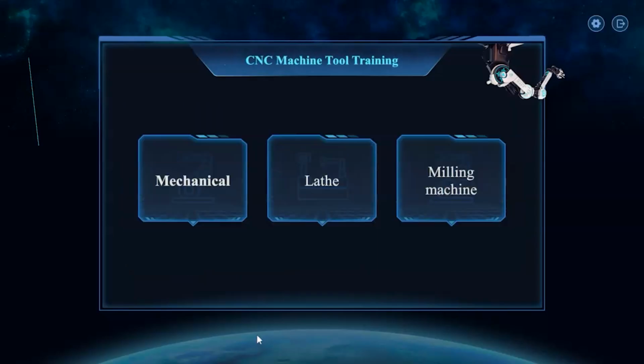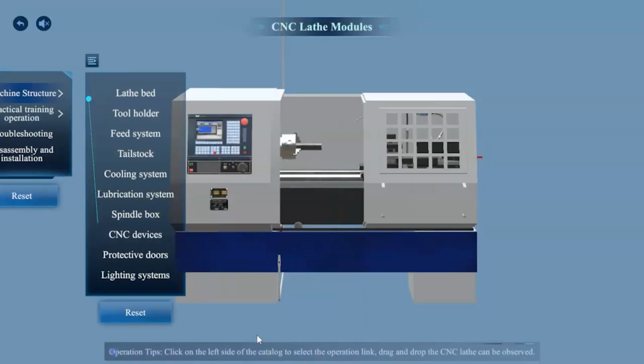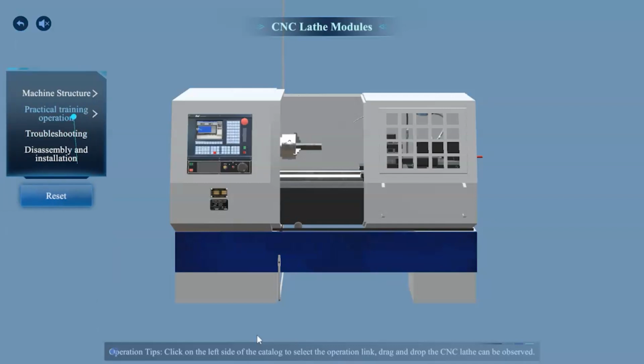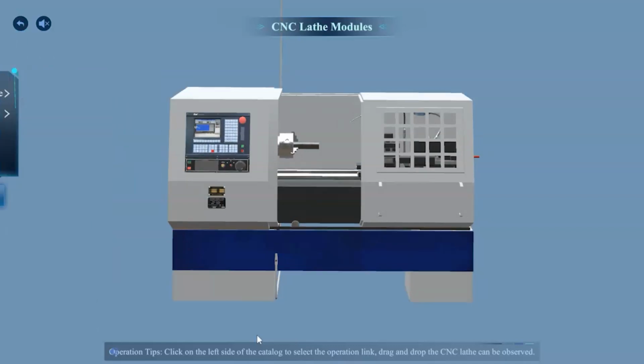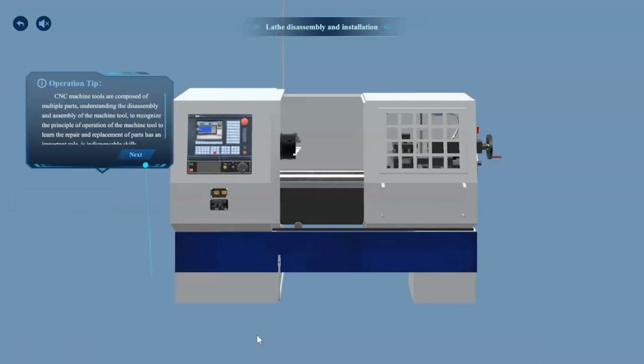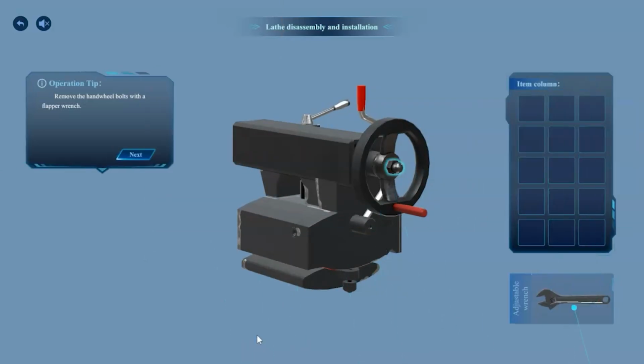The Lathe and Milling Machine modules each include 4 key areas: machine tool structure, practical training operations, troubleshooting or fault maintenance, and disassembly and installation. The CNC Machine Tool Training application educates students on CNC principles, setup, and operation.